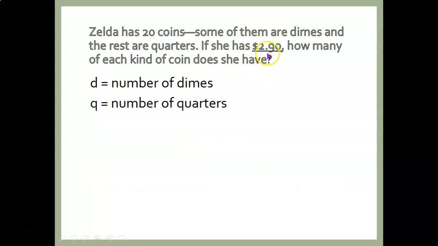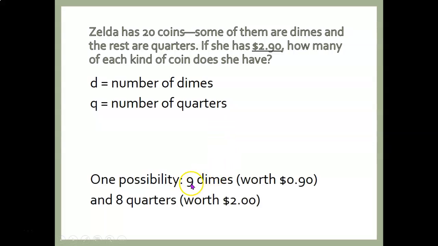And the other thing we know is that she has $2.90. So that's how much this is all worth. Now you do have to know that dimes are worth 10 cents each, and quarters are worth 25 cents each. So like if she had 9 dimes, that would be 90 cents worth of dimes. If she had 8 quarters, that would be worth $2 worth of quarters, and that would add up to $2.90.